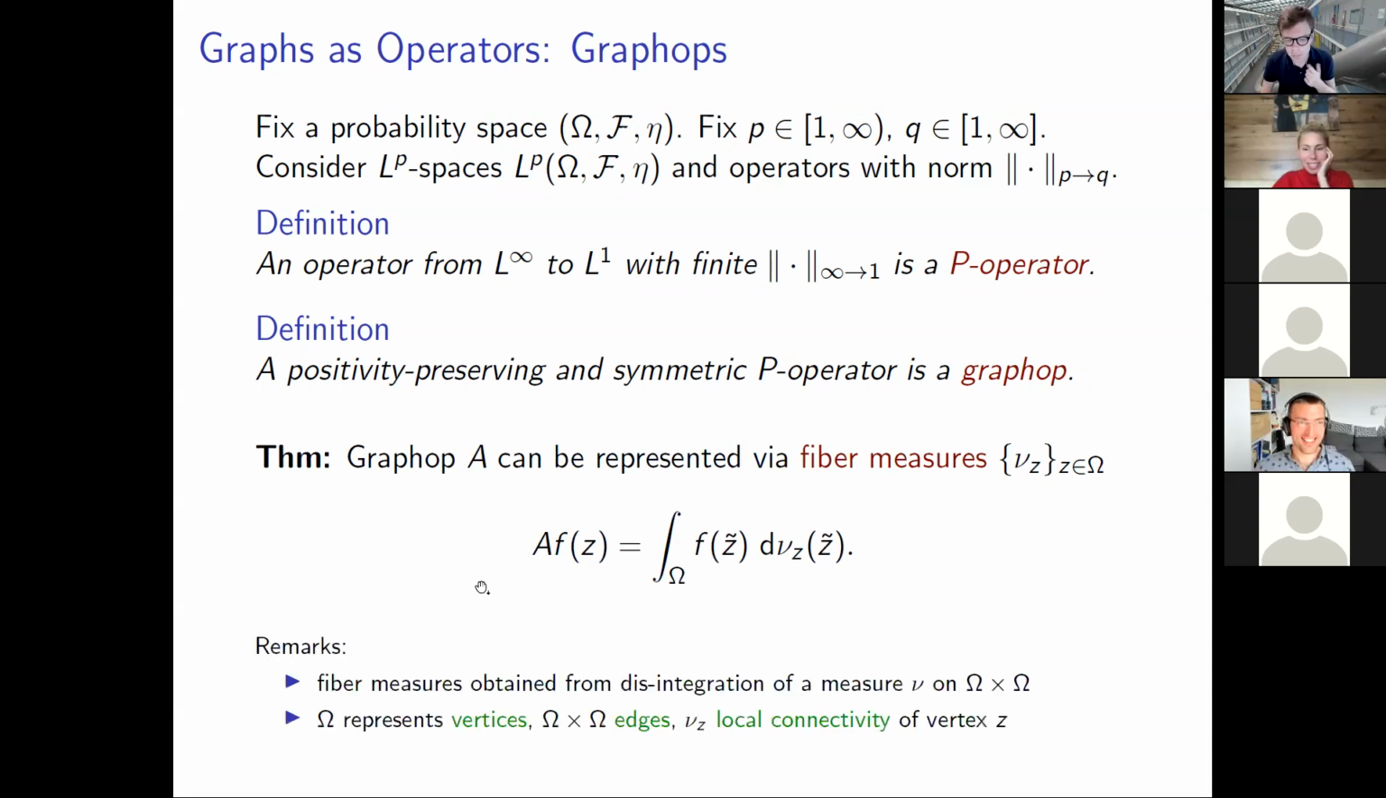And you can interpret these fiber measures as follows. If you interpret this omega as the space of vertices, and the space omega cross omega as the space of edges, then you interpret the fiber measure as the local connectivity of a certain vertex. So the fiber measure describes the local connectivity, and it gives a representation of the graph via a measure. Let's do some examples.